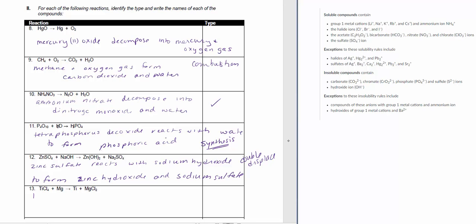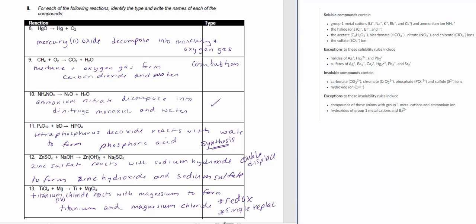And here we have titanium chloride, and this is titanium 4, reacts with magnesium to form titanium and magnesium chloride. So here we have a redox and we have a single replacement or displacement, however you want to look at it.